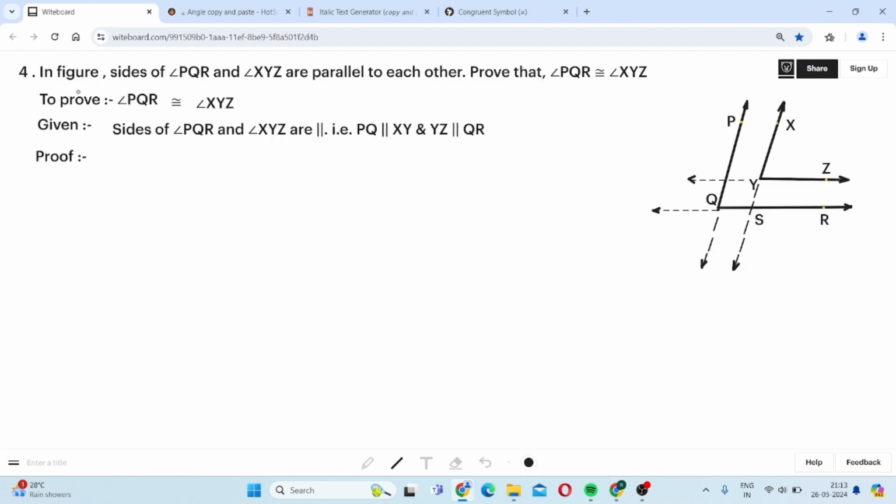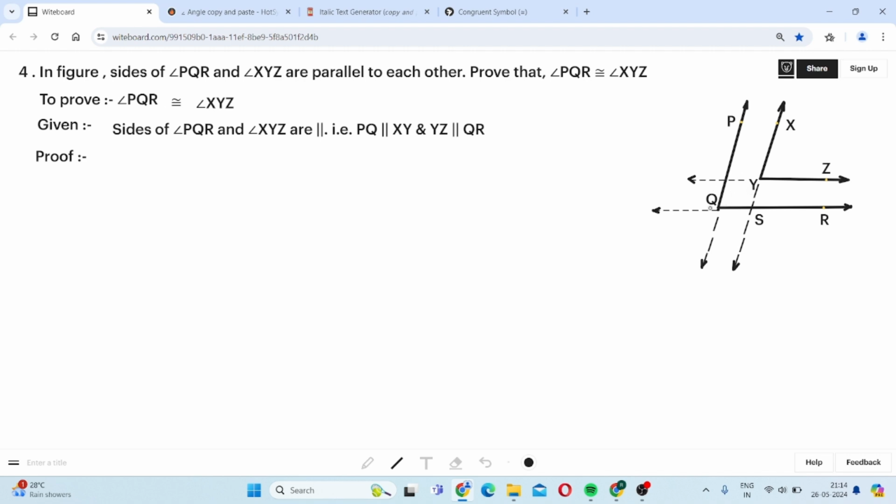Fourth question of the practice set is: sides of the angle PQR and angle XYZ are parallel to each other. Then we have to prove that angle PQR is congruent to angle XYZ. That is written in the proof. Now we have the given that sides of both the angles are parallel to each other. That is, PQ is parallel to XY, which I have extended in the figure as XS for better understanding, and YZ is parallel to QR, which I have also extended in both directions.